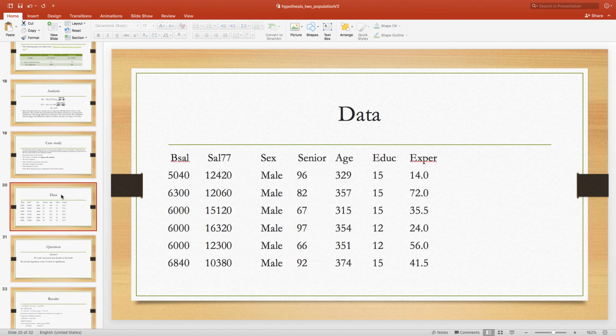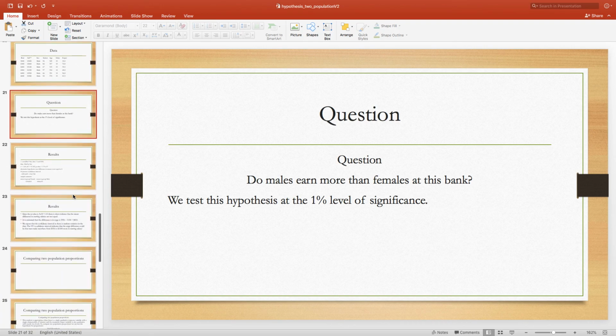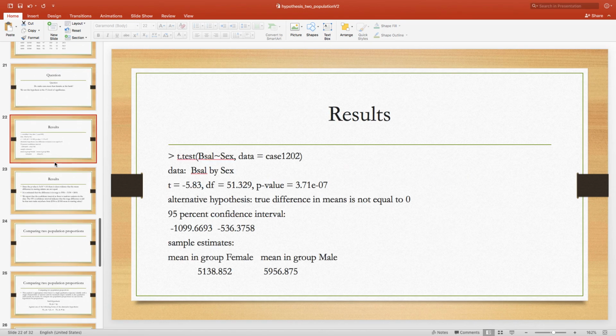Well, we have this data. It looks like this, but we're only going to really look at the starting salary. There are females in this group. I've just provided you with the first 6 data points. So our question is, do males earn more than females at this bank? And test this at the 1% level of significance. This is a real data set, and I crunched this data using statistical software.